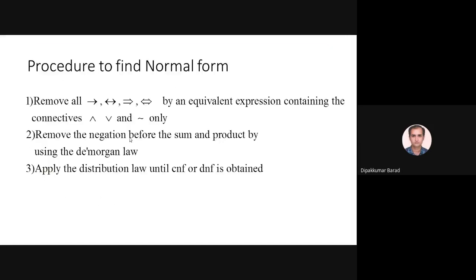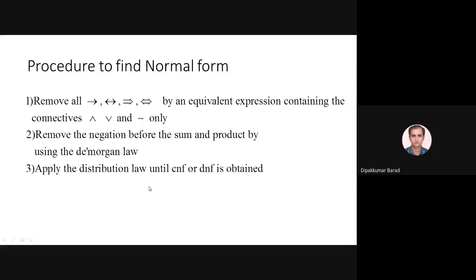Now, the procedure to find normal form. We have to remove implies and double implies by using equivalent expressions containing the connectives and, or, and not only. Then remove the negations before the sum and product by using De Morgan's law, and apply the distributive law until CNF or DNF is obtained.